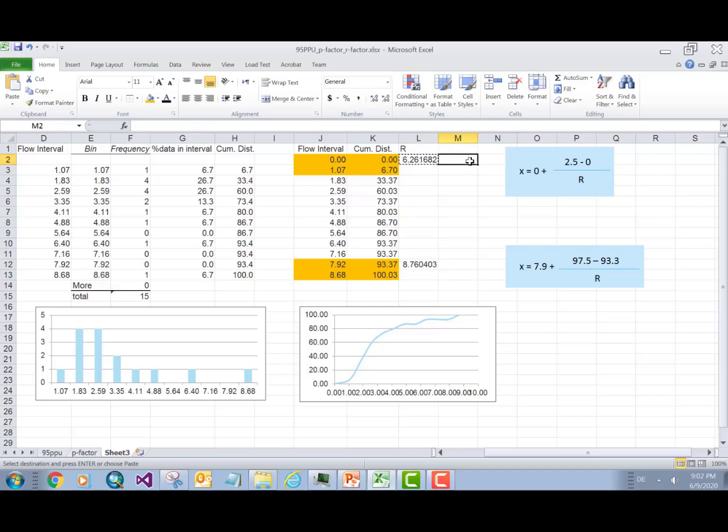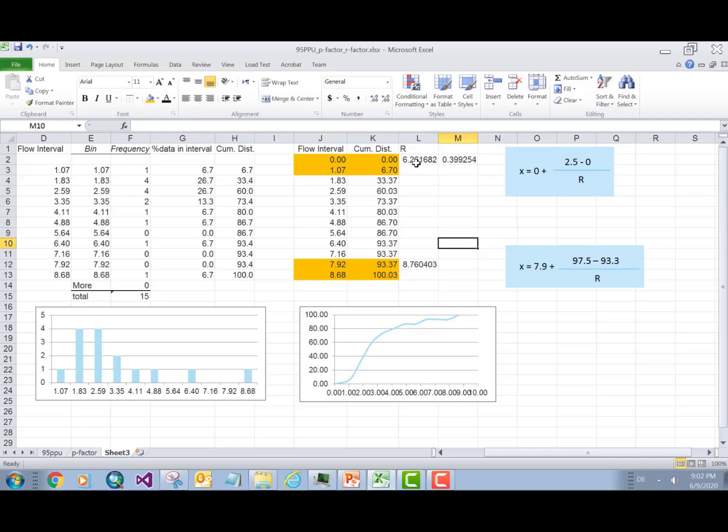And I can calculate my 95 PPU according to the formula here. So this is equal to 0, which would be that 0 here, plus 2.5 minus this value here, divided by the ratio.